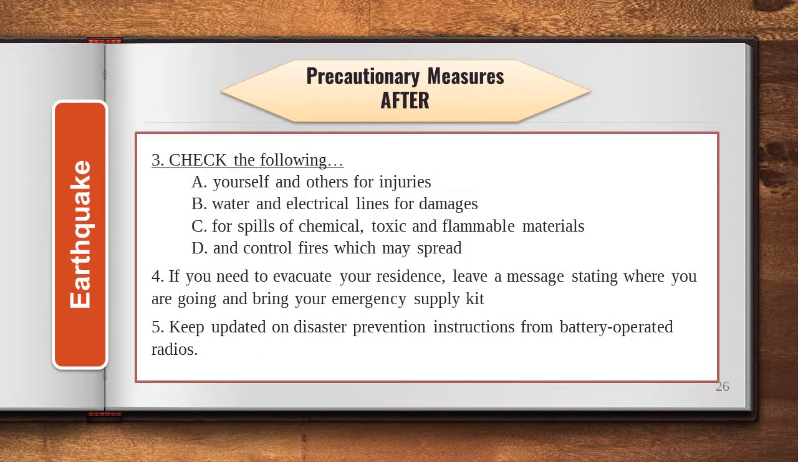Also, check the following. You must check yourself and others for injuries, especially your head. If you are nervous, you might not feel that you're already hurt or bleeding. That's why you need to check yourself and your family as well. Check water and electrical lines for damage before going back to your house. Check for spills of chemical, toxic, and flammable materials as well, especially if you have young ones, and control fires which may spread. If there are fires due to an electrical circuit, then you must check on them first.